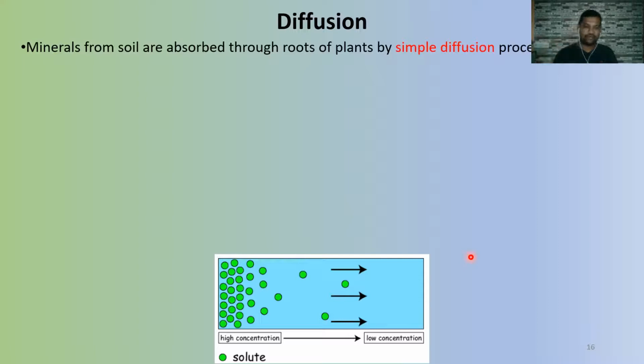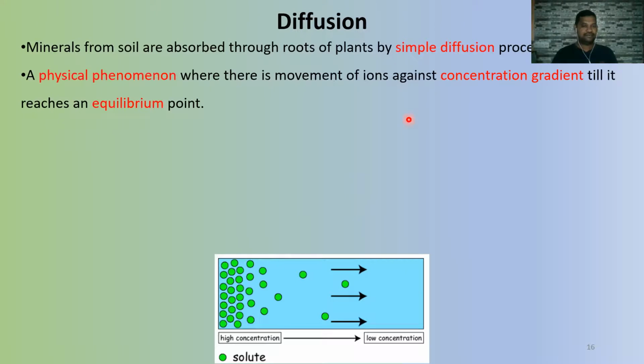Now this diffusion process you have to correlate with absorption of the minerals from the soil. The soil has got its own minerals: calcium, nitrogen, phosphorus, potassium, sulfur, magnesium, manganese, molybdenum, etc. All these are in the ionic forms in the soil, and they have to enter the plant cells in the root hair along with the water. That takes place by a simple diffusion process.